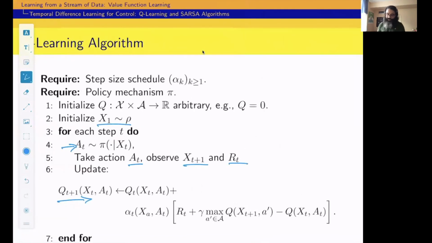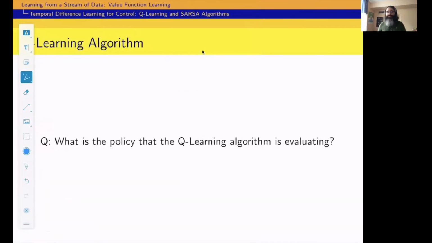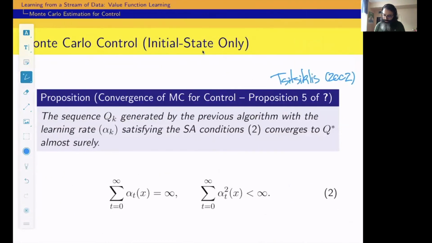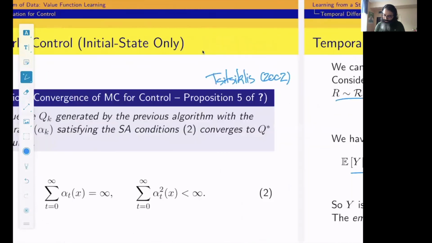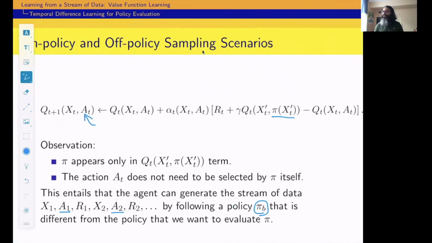Okay, so I think I have one question now. The question is, what is the policy that the Q-learning algorithm is evaluating? We can think of Q-learning as, if we compare it with, where was it? Here.